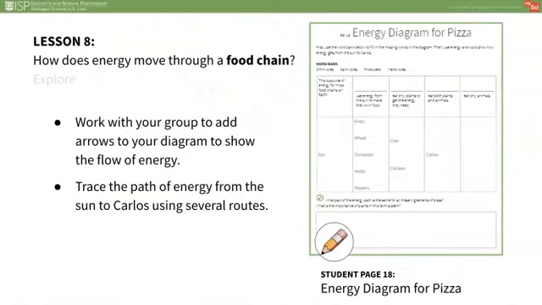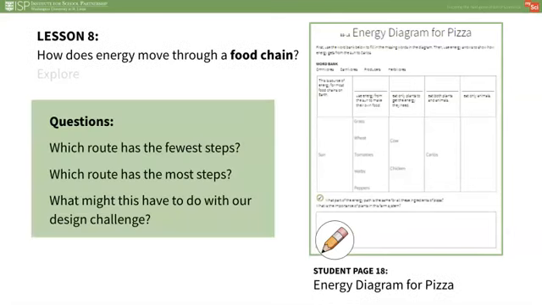Guide students to work in groups to add arrows to their diagram showing the flow of energy. Now they can trace the path of energy from the sun to Carlos using several routes. After students have completed this diagram, discuss which route has the fewest steps and which has the most steps. Ask, what might this have to do with our design challenge? Accept any answers at this time. Students will research this idea more in depth during Lesson 10.